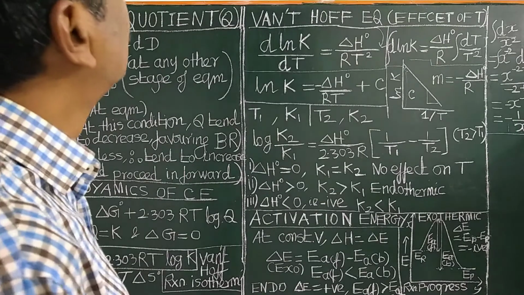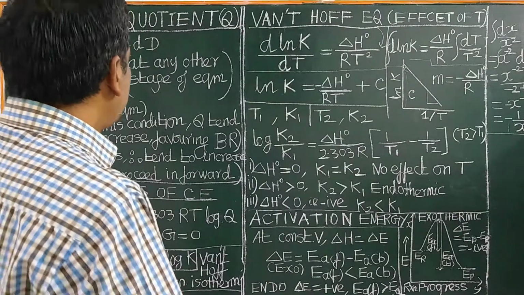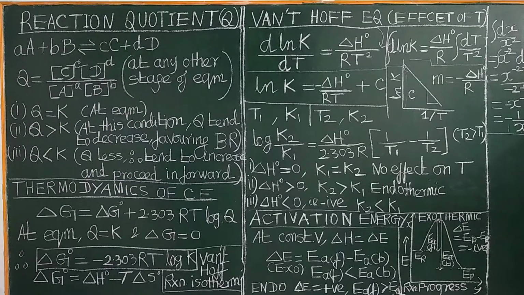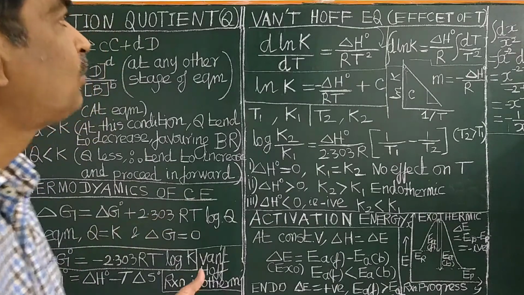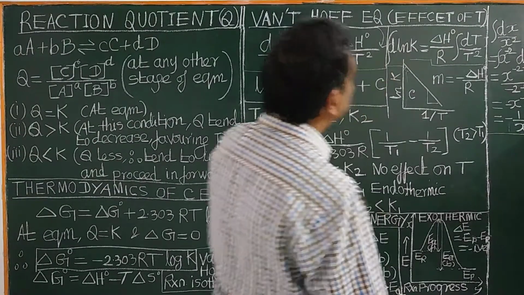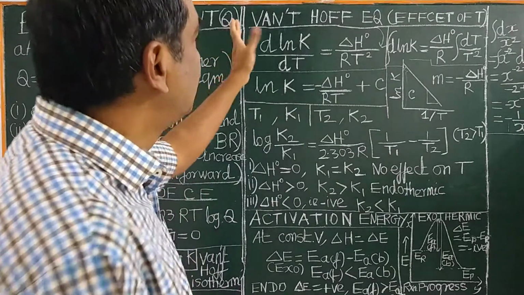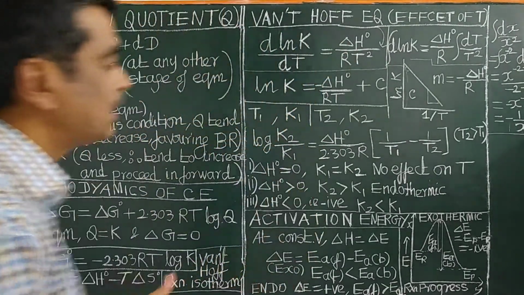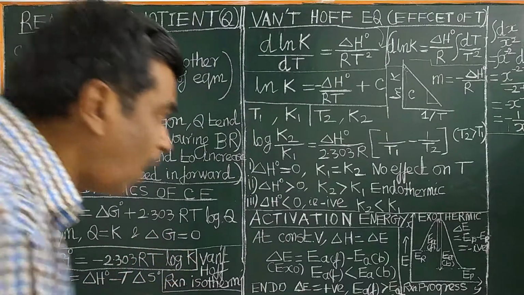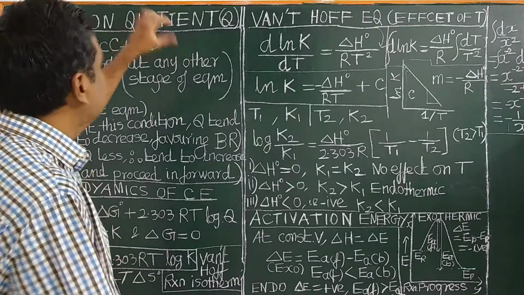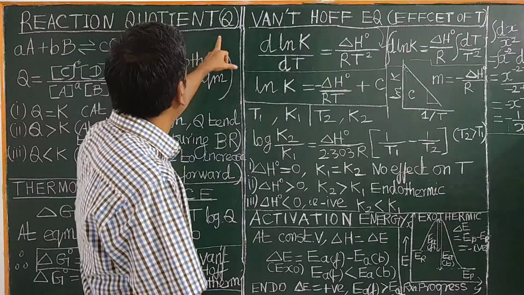Good morning. Let us see today the reaction quotient. What is the reaction quotient in chemical equilibrium, and the thermodynamic treatment of chemical equilibrium? What is the effect of temperature on chemical equilibrium, which is given by the van't Hoff equation, and the activation energies for forward and backward reactions. Let us first see the reaction quotient. It is represented by the letter Q.